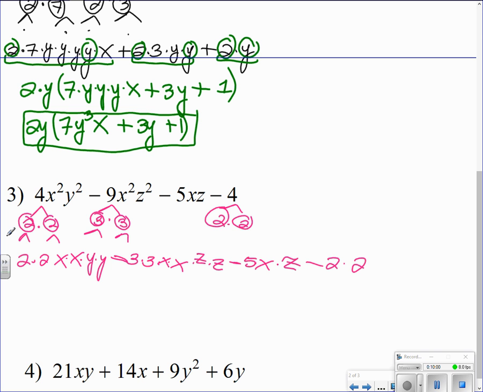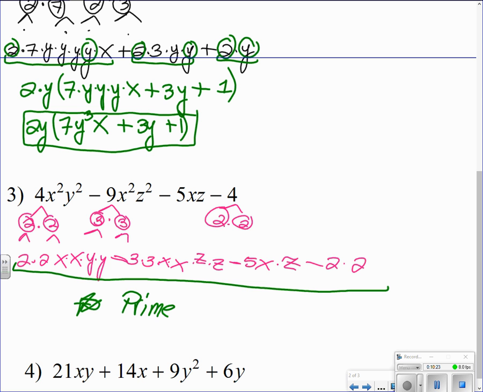Now there's four terms, one, two, three, four. Let's see if there's anything that they have in common. Okay, it does have a 2, so they have nothing in common. So in this case, the answer will be prime. What you're saying is the expression is prime, cannot be factored.